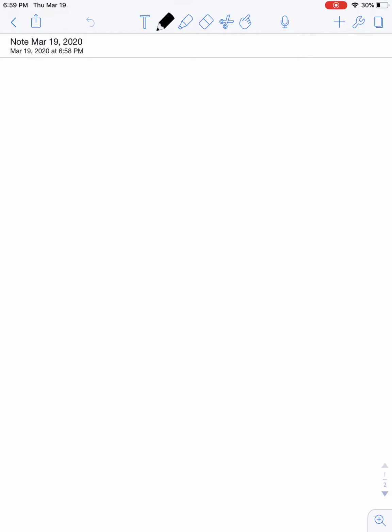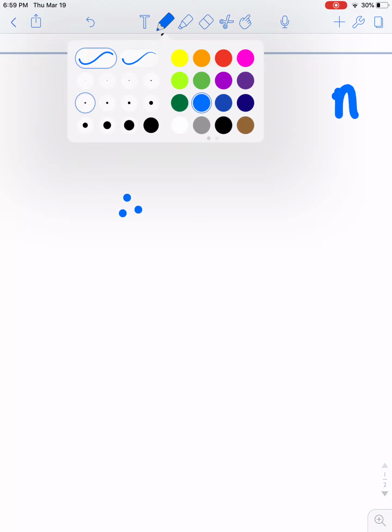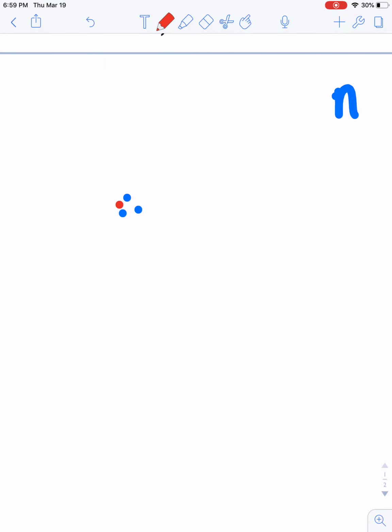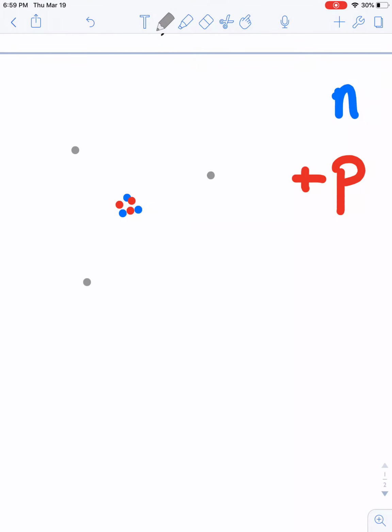All right. So what we talked about first is the atomic structure. Let's say those are neutrons. Neutrons have a neutral charge. Say red is going to be a proton, and a proton is going to have a positive charge. And the gray dots on the outside, that's going to be an electron.